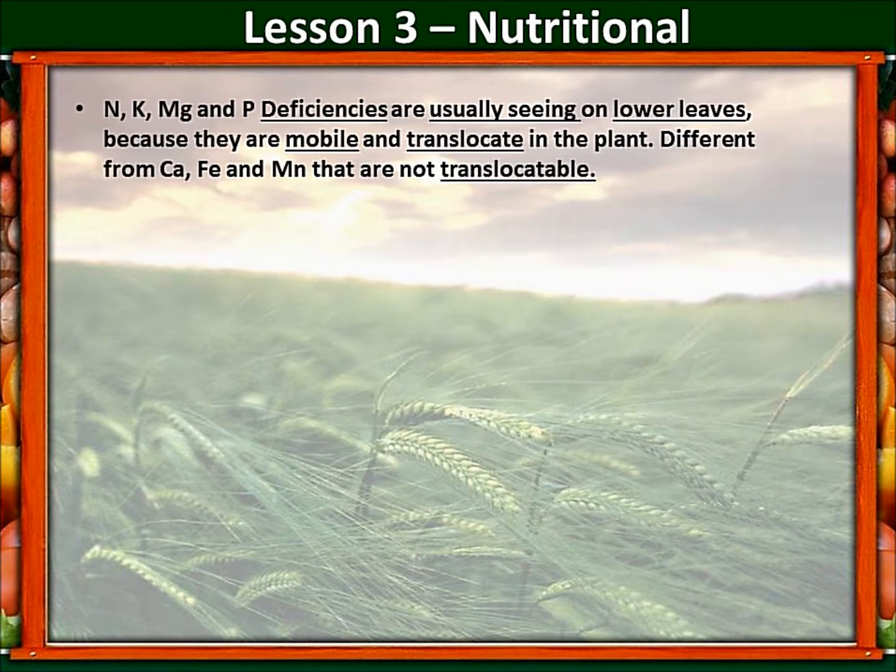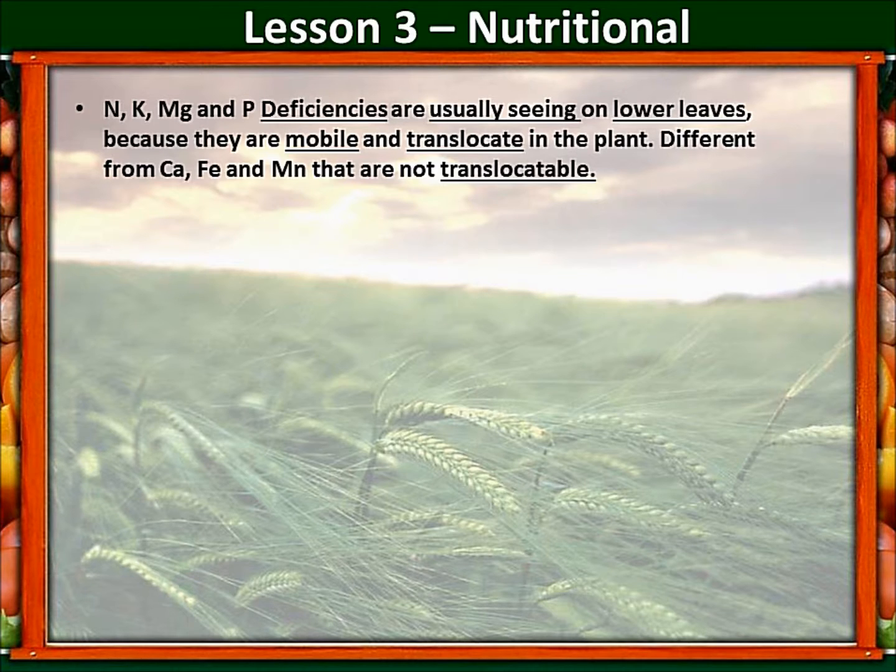Last slide, o último slide, let's go. Pay attention please. Nitrogen, potassium, magnesium, and phosphorus deficiency are usually seen on lower leaves because they are mobile and translocate in the plant, different from calcium, iron, and manganese that are not translocatable.